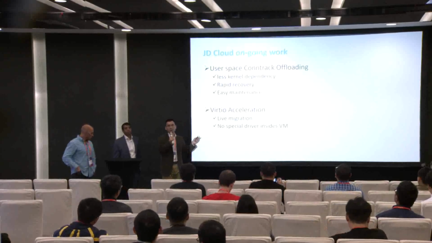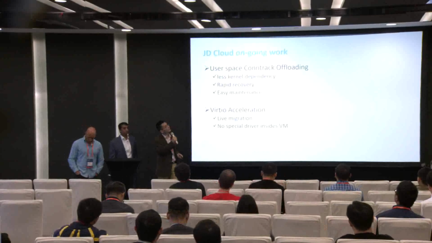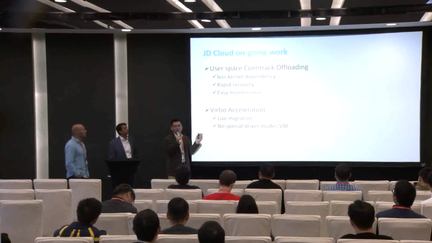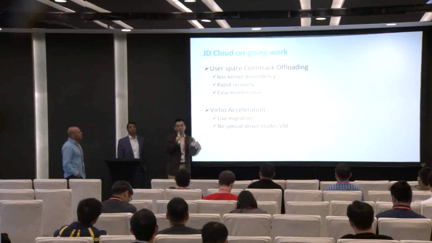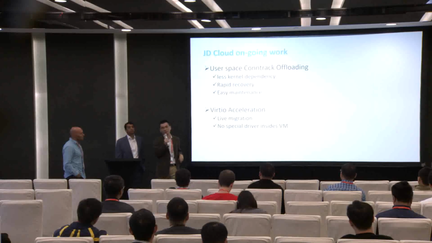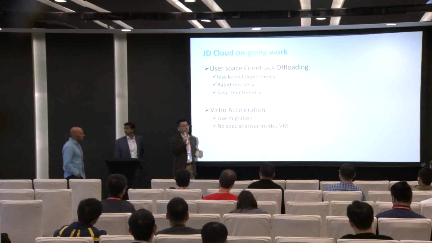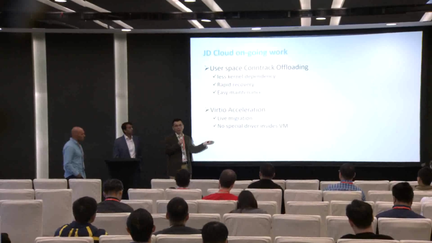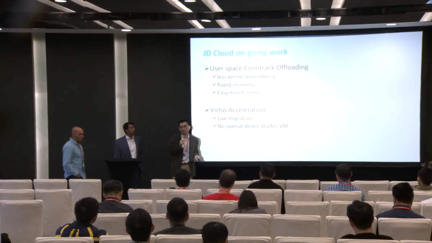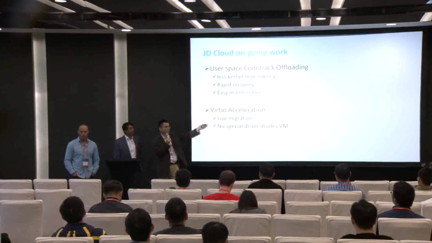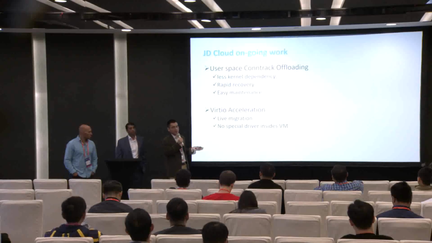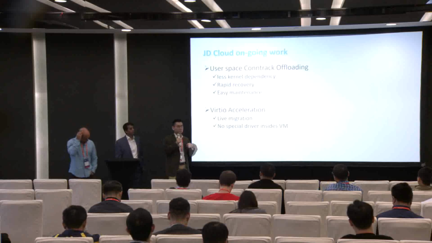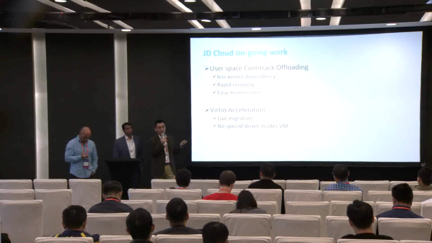Okay, let's see some ongoing work in JD Cloud. We are working on the user space ConnectTrack offload. The purpose is to have a better slow path performance, to have less kernel dependency, and also rapid recovery and easy maintenance. Also, we are working on the ROT-L interface support, mainly to support the live migration scenario. We have already completed the development and it is under test. We will soon have the trial phase.